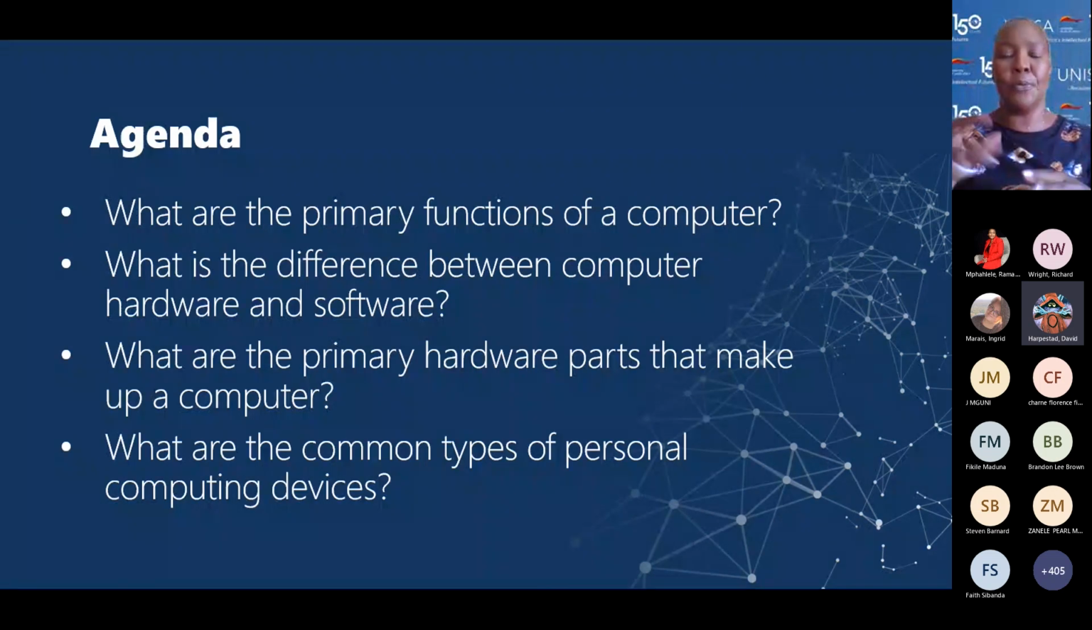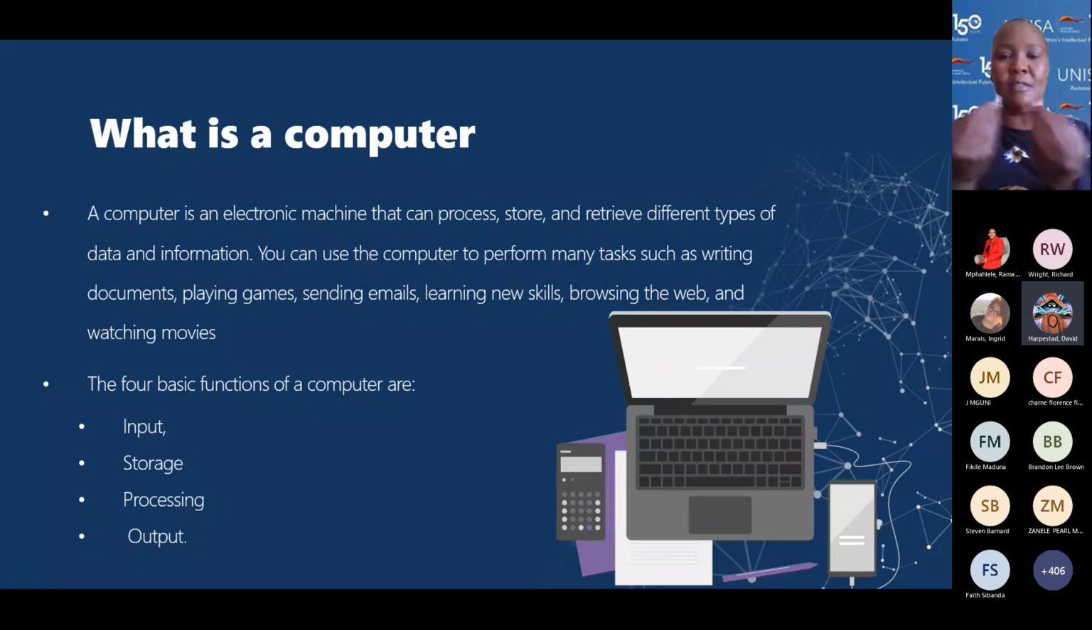What primary hardware parts make up your computer, or even your laptop, or any device for that matter, and the common types of computing devices that we use. All right, so first and foremost, what is a computer? Let's not think of the Terminator, that's a little bit far-fetched, but yes, it is an electronic machine that stores and processes different types of data and information, and it gives us information depending on what we put into it.